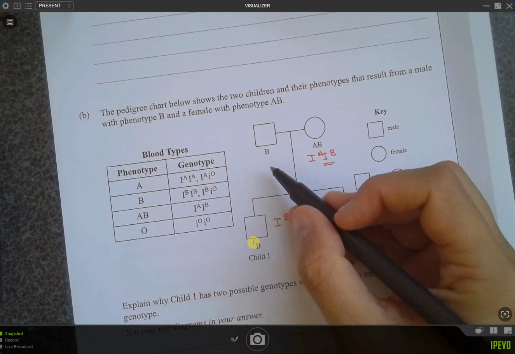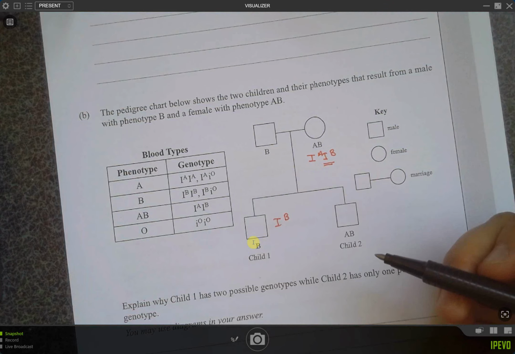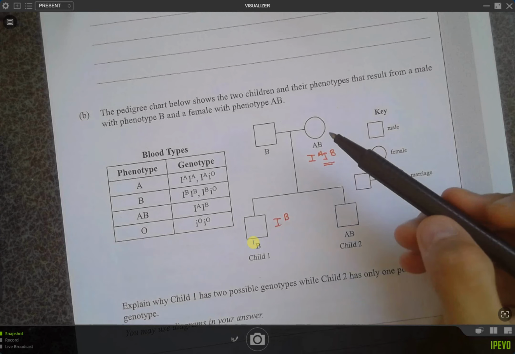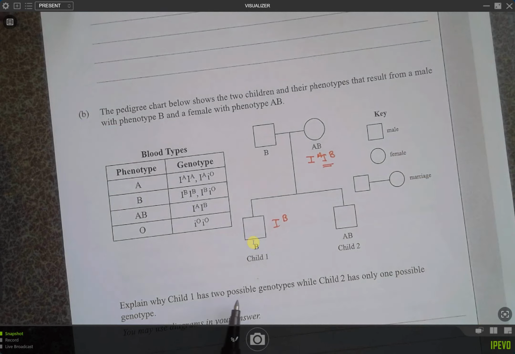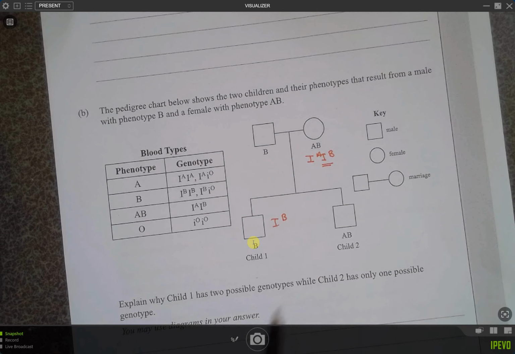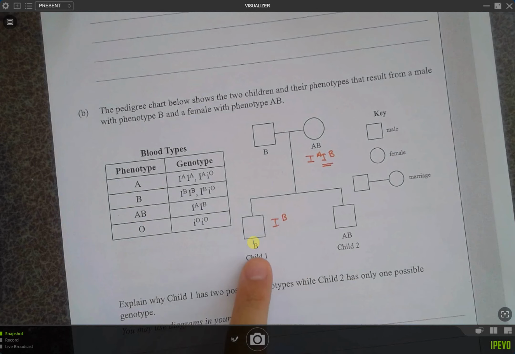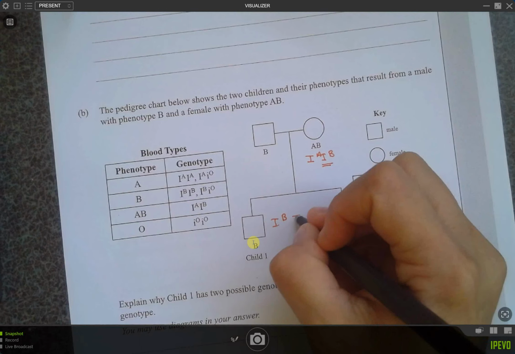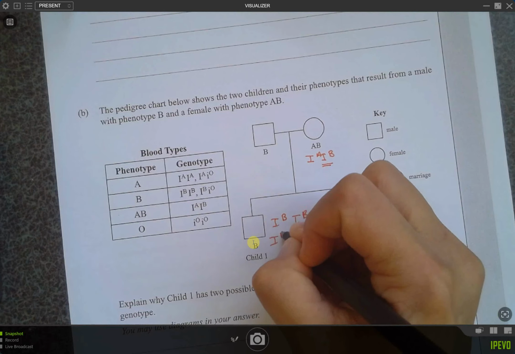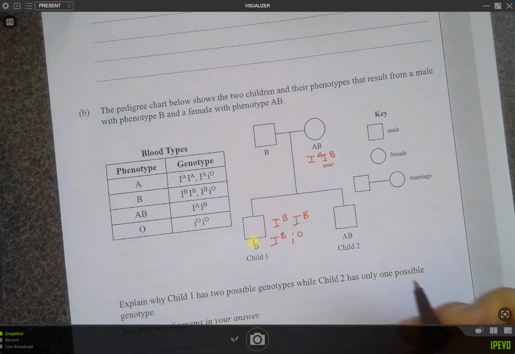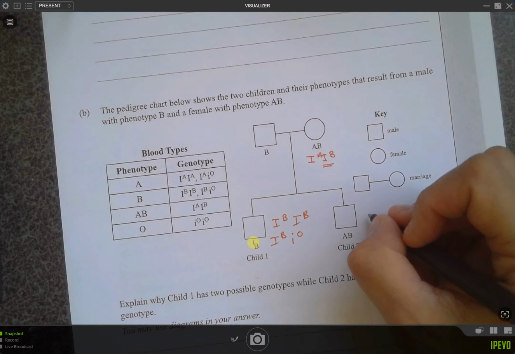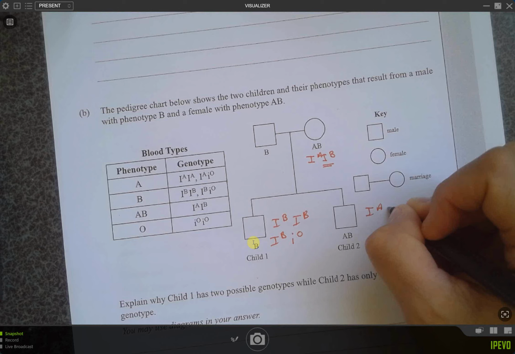And then, sorry, let me backtrack. So, explain why child 1 only has 2 possible genotypes. All right, so if I was to backtrack here, child 1 is type B, so I could have homozygous dominant or I could have heterozygous. Child 2 can only be that heterozygous, like the parent A and B.